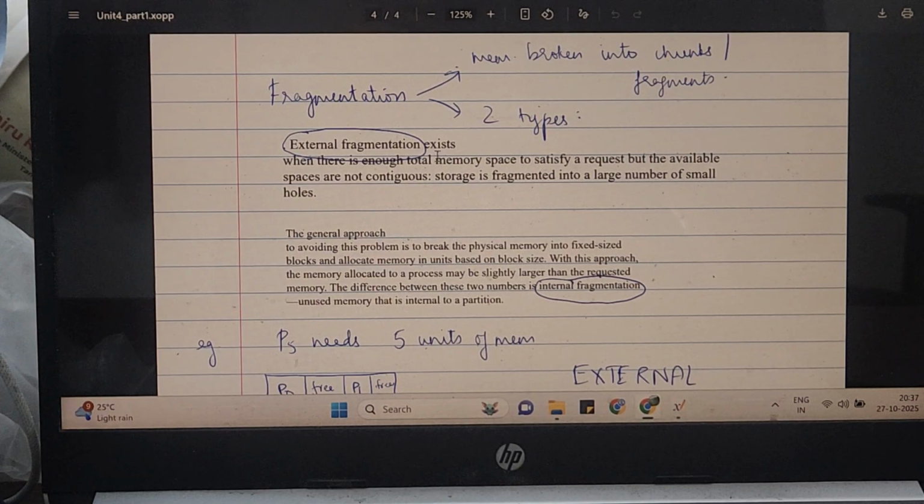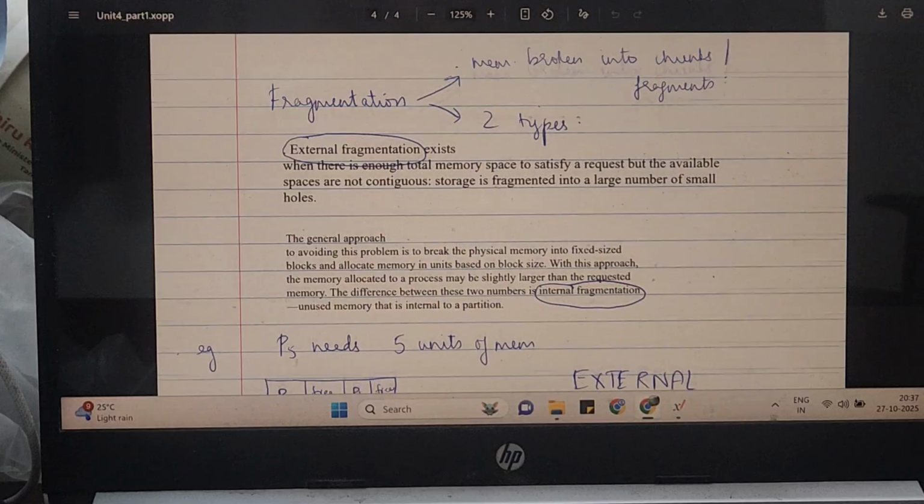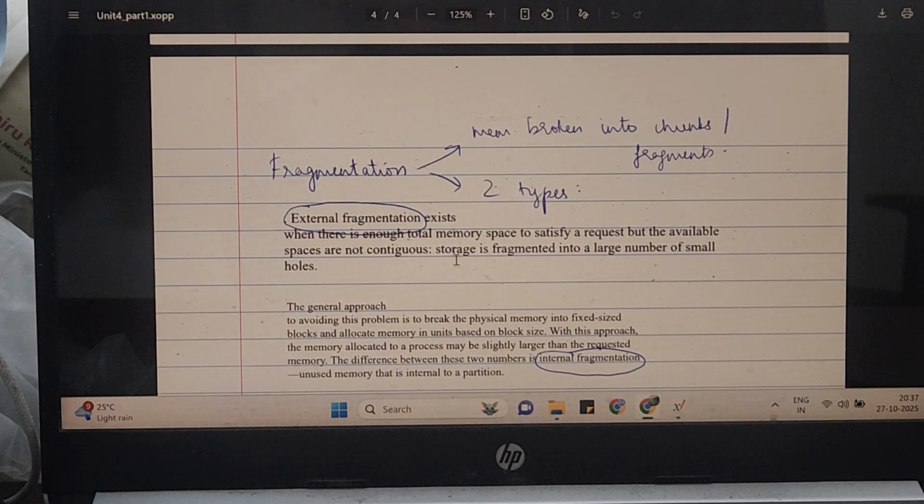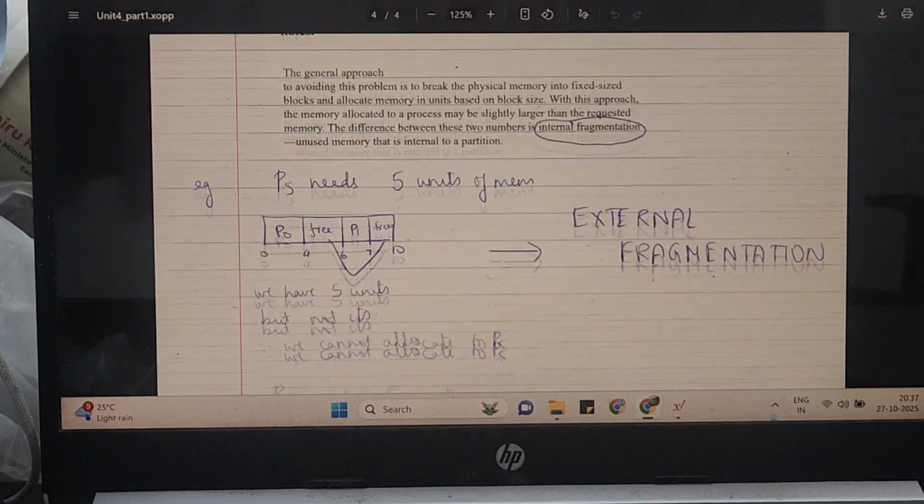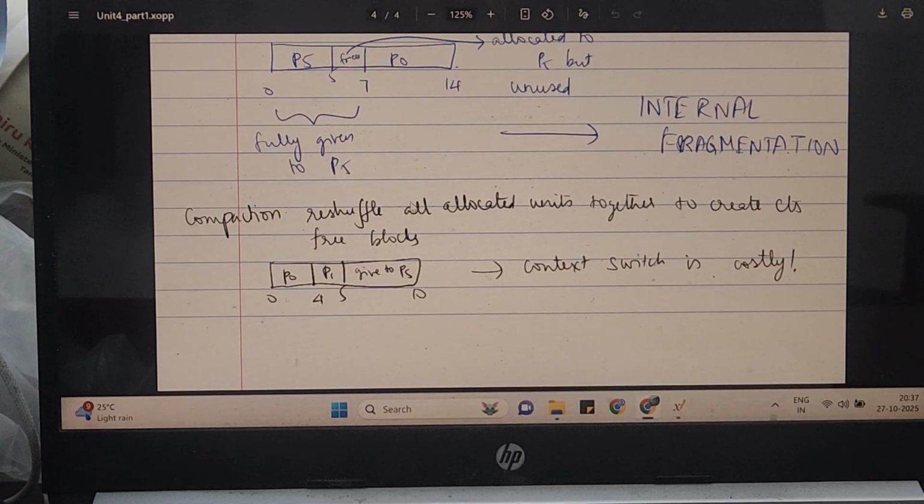So external fragmentation is that. Now to solve this, you can do two things. One is you can do compaction. Compaction is where you reshuffle all the allocated units together to create continuous free blocks.